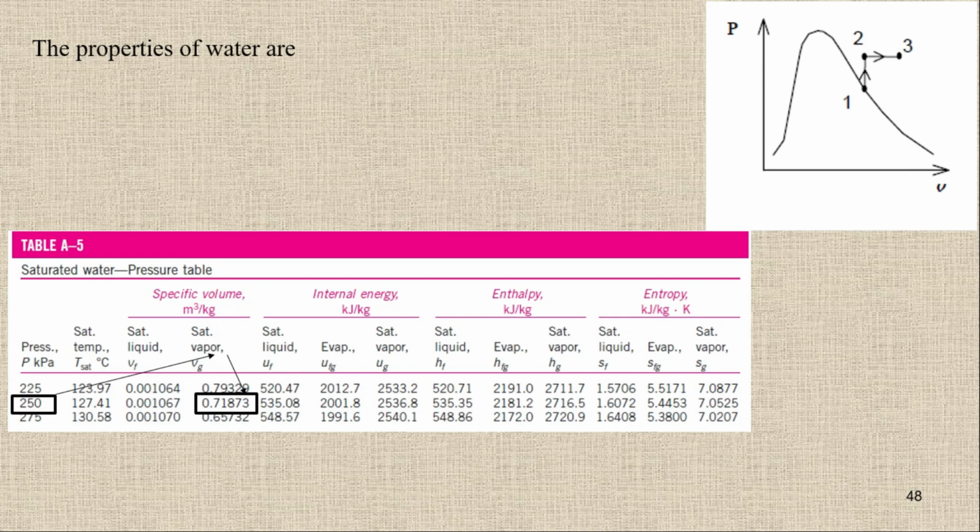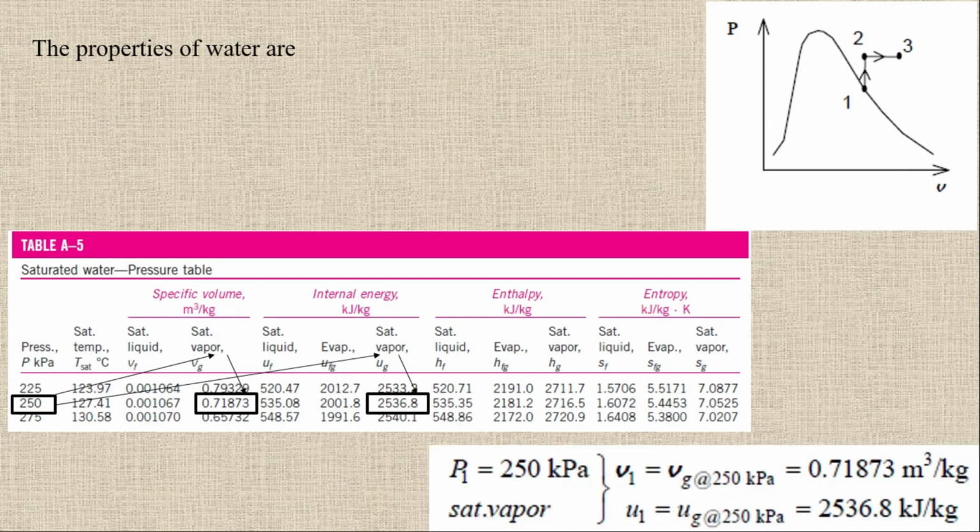The volume at point number 2 is the same as we have at state 1, because we have a constant volume process. So V1 is like this. If I'm going to check the enthalpy or the internal energy, I can easily check. The internal energy is simply Ug, because we're talking about the vapors. So we have Ug, and you will get 2536.8 kilojoule per kilogram. So this is state number 1, where we know V1 and U1.